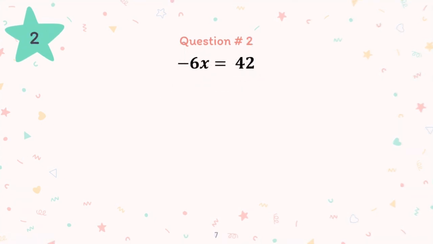So for this one, we're going to do the same thing like we did on the other one. We're going to divide it by negative 6. And what we do on this side, we do on the other side. So we divide this by negative 6. And we cross this out because negative 6 divided by negative 6 is 1, and 1 equals to x, so we're left with x. And then 42 divided by negative 6 equals negative 7. So x is equal to negative 7.